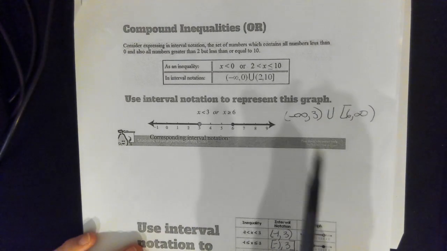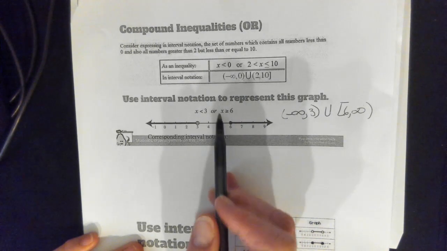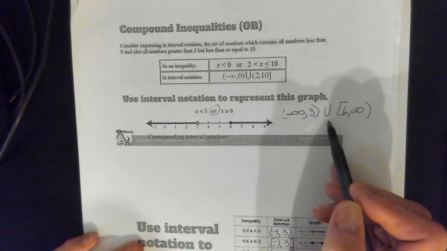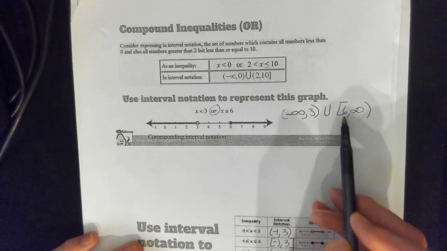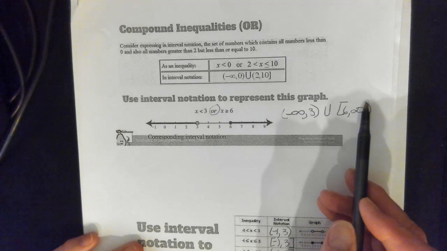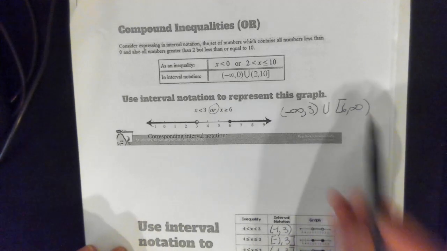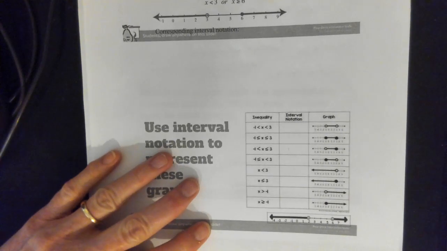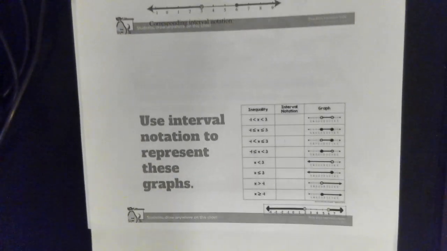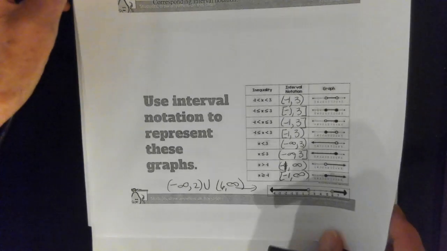Okay, so what you should have had, see, this is going to the left, so negative infinity, comma 3. This or tells you that you're going to put a U for union, and x is greater than or equal to 6. The smallest number it can be here is 6, and it goes out to positive infinity. And you will see that infinities have with them parentheses. So now what we'd like you to do is to practice on these ones that are written here. I will show the answers, and then please check Schoology for any additional work that you need to do. Here are the answers.